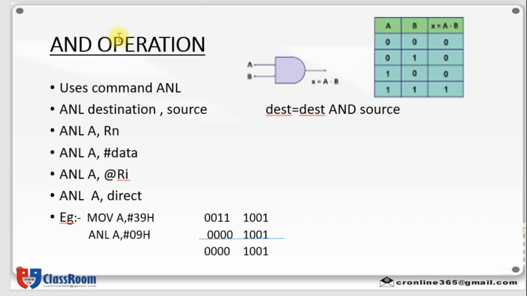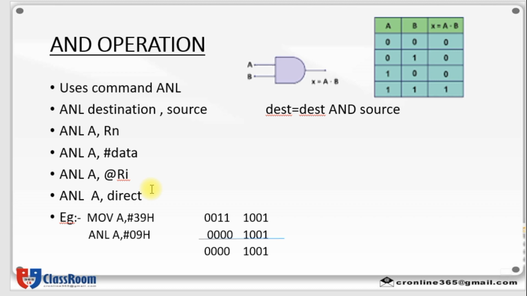This AND operation also can be executed in 4 addressing modes. That is by using register addressing mode, immediate addressing mode, direct addressing mode and indirect addressing mode. All these operations use the command ANL. ANL A comma Rn for register addressing mode, ANL A comma hash data for immediate addressing mode, ANL A comma @Ri for indirect addressing mode, and ANL A comma direct address for direct addressing mode.